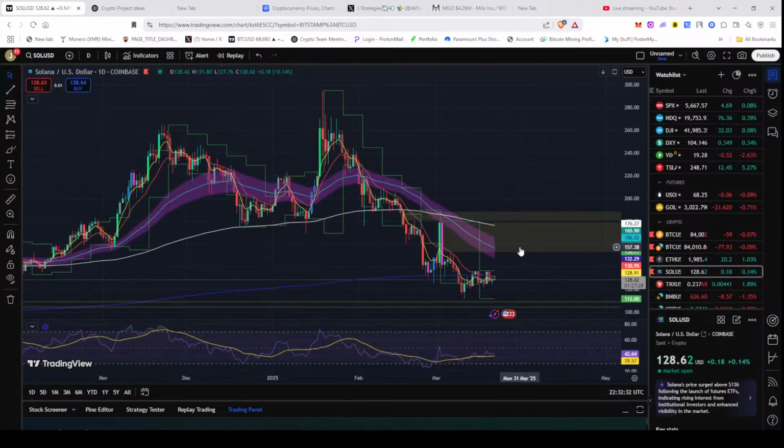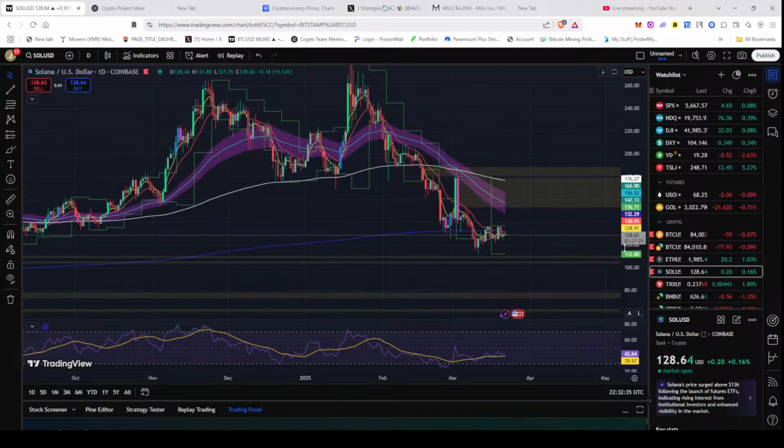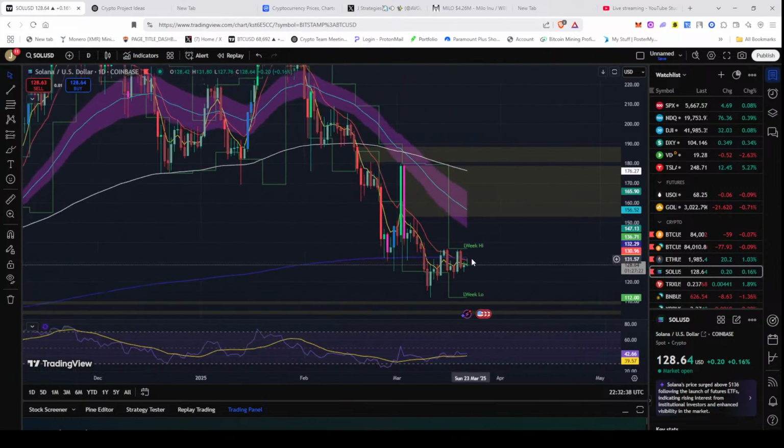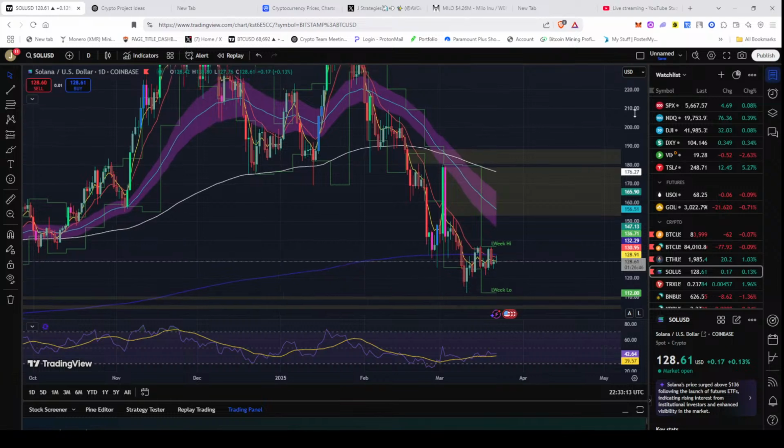Solana on the daily. Now, we are below the 800 EMA. I want to see us close a candle above that 800 EMA. I didn't like this cross right here, but I want to see upside momentum, and if we do, then we can hit the point here at 148 or 150. It says Solana price surged above 136 following the launch of futures ETFs, so this is definitely bullish in that range.